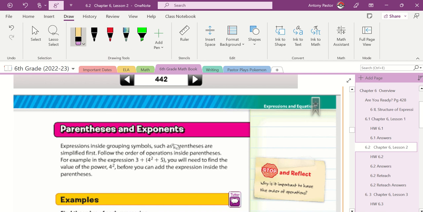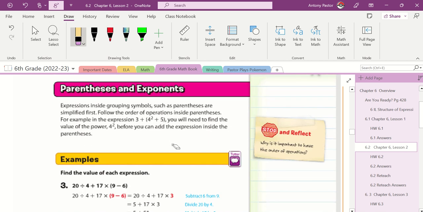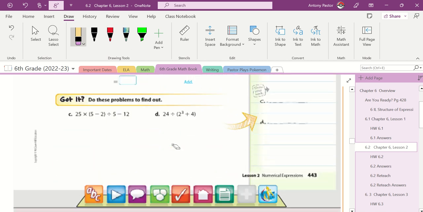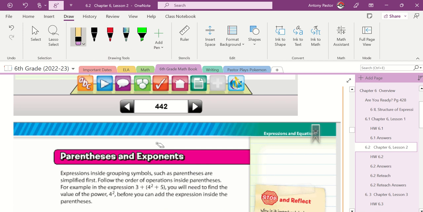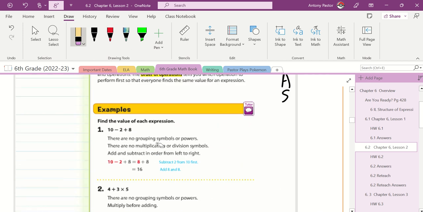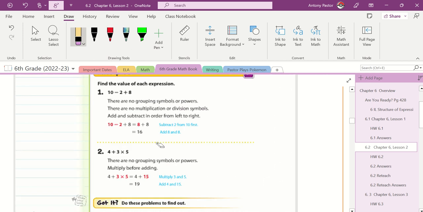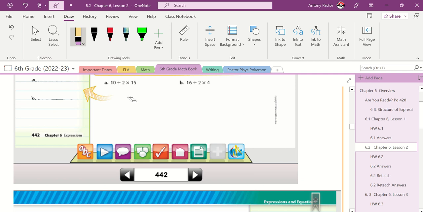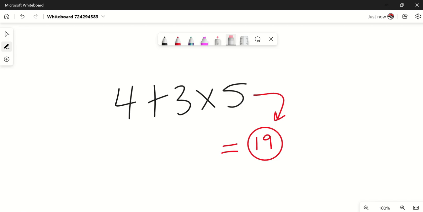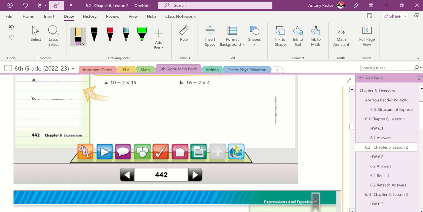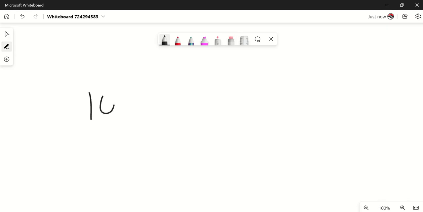And let's go ahead and do these, and then we'll talk about parentheses and exponents in our order of operations. 10 plus 2 times 15. Remember, PEMDAS again, parentheses, there are none.